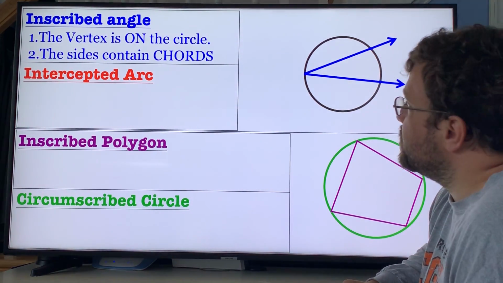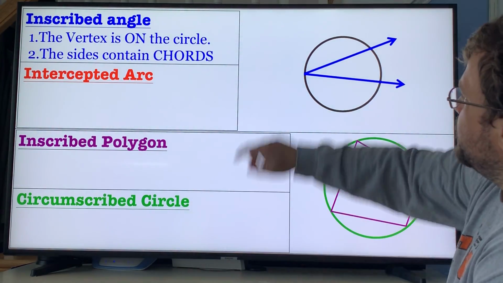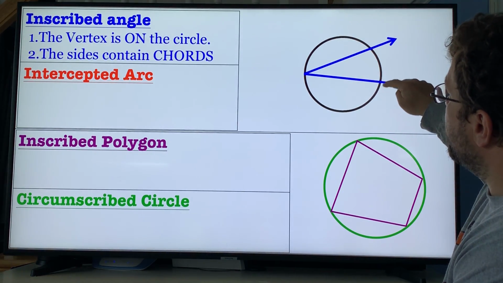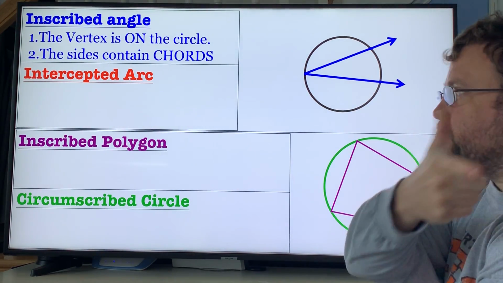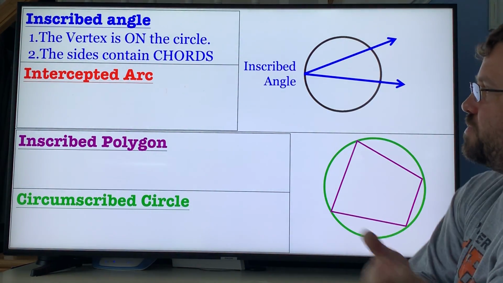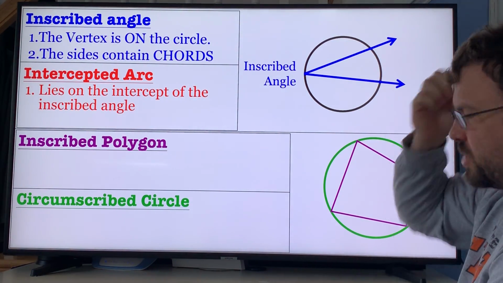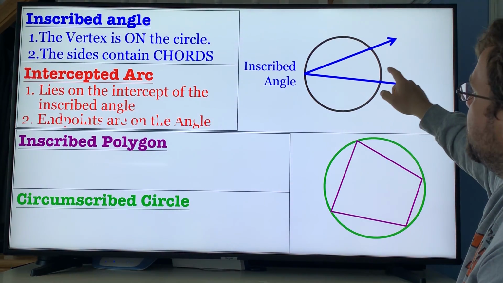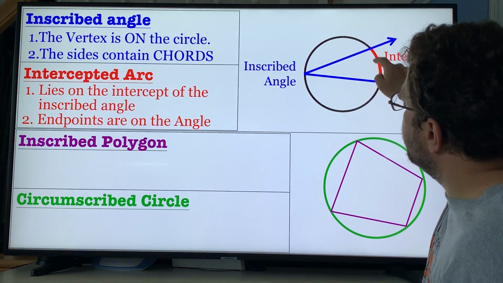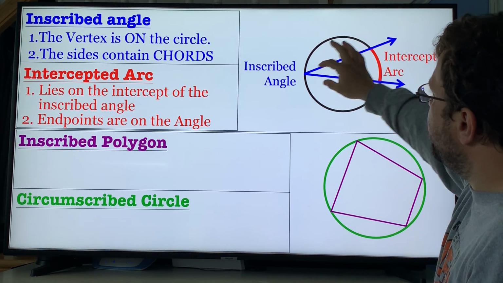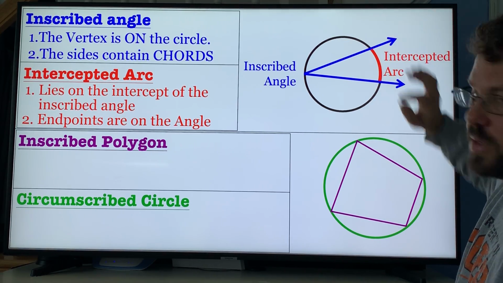Now, what inscribed angles do is they form things called intercepted arcs. So what do you think the intercepted arc is? You think it's this arc, that arc, or third arc? Pick a number. 1, 2, 3. And you should have picked the arc that lies on the intercept of the inscribed angle. So where does this inscribed angle intersect? If you would have picked 2, you are correct. All right, the endpoints are on the angle. It's pretty much right between the angle. So the intercepted arc is the piece between.